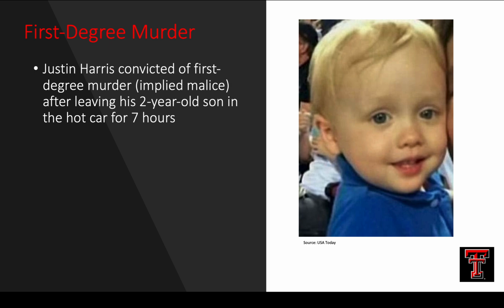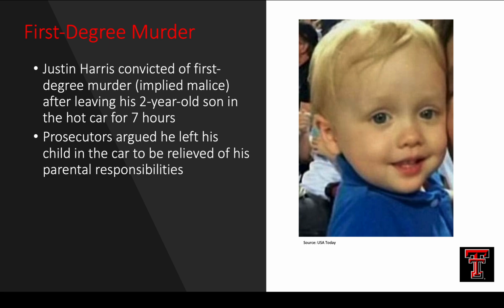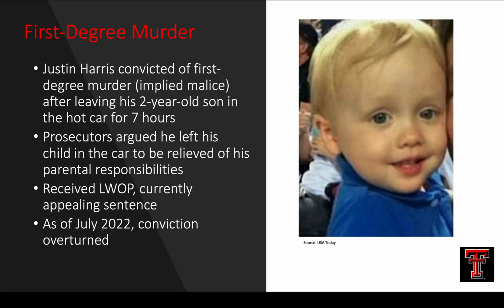using his hands or using weapons, but he had implied malice, meaning that he acted very, very negligently and left his son in the car, which he knew was going to be too hot for him. It was July in Atlanta, I believe they lived in Atlanta. Prosecutors argued that he left his child in the car in order to kill him to be relieved of his parental responsibilities. He received life without parole, but as of July 2022, the conviction was overturned because some of the evidence used, I guess they weren't allowed to use that particular evidence during the trial.